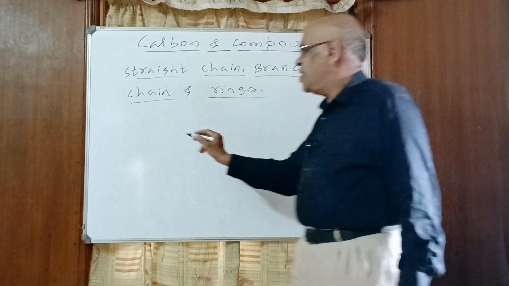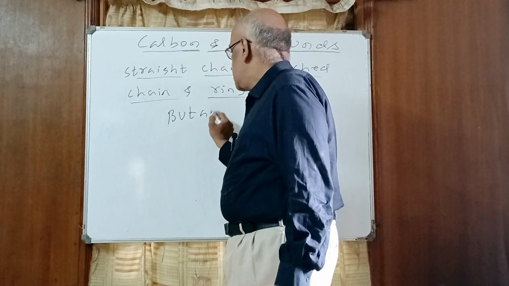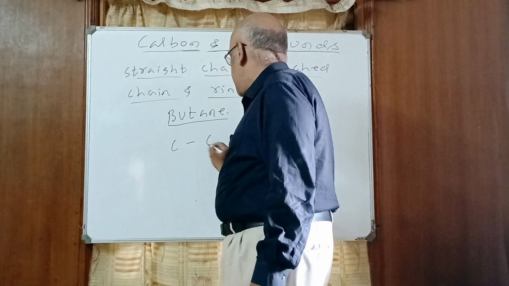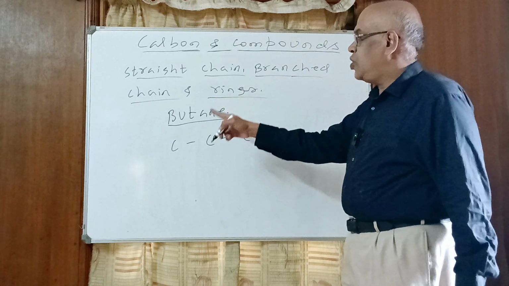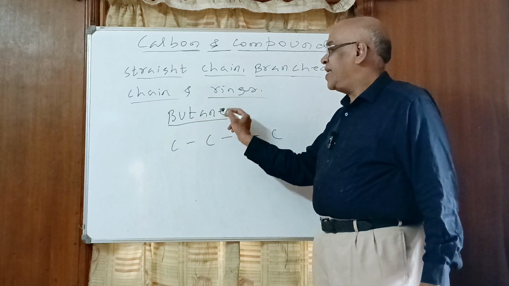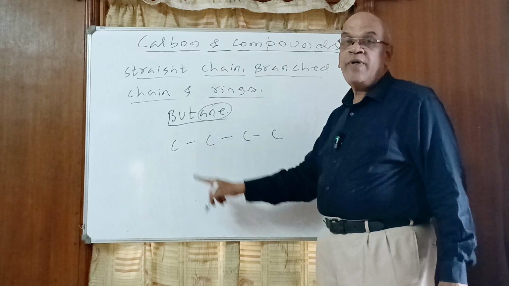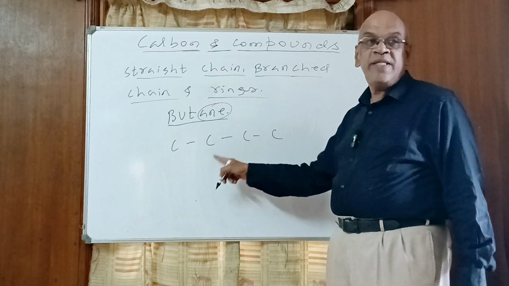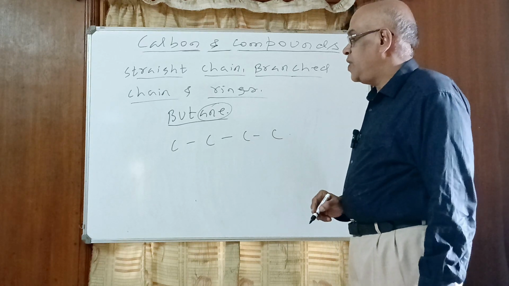For example, you take butane. What does but mean? There should be 4 carbon atoms in the chain, children. Yes or no? Yes. So this is butane. Suffix is ane. Ane indicates what? Hydrocarbon is saturated. We see only single bonds between carbon atoms in the chain. All 4 carbon atoms will have 3 single bonds between them.